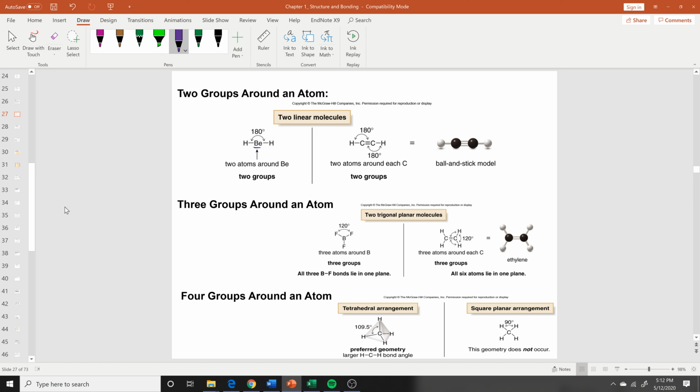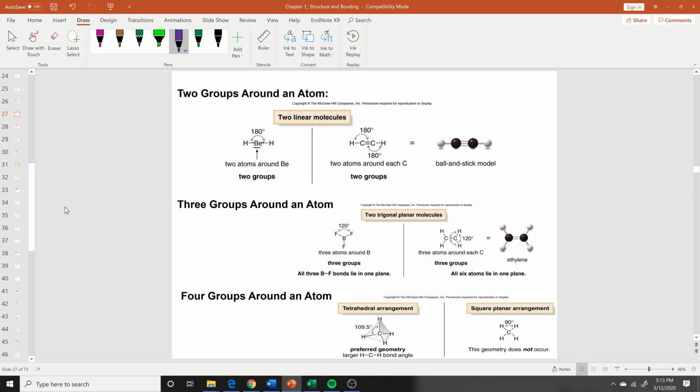This is a compound with beryllium. Be has two valence electrons. So this is a valence electron here, and it has a valence electron here. Basically it's in group number 2. It should be connected to only two groups, not more than that. And when it is, it assumes a linear geometry.